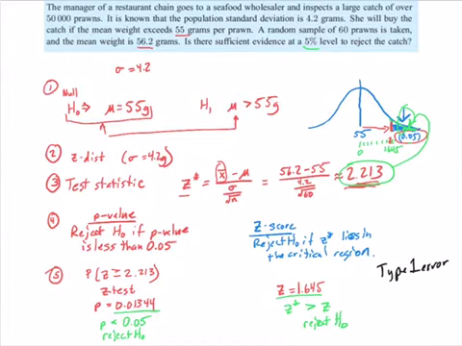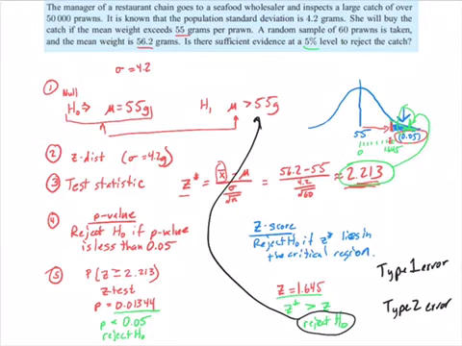Now, hopefully we're not making a type 1 error, but a type 1 error is a situation where we reject the null hypothesis, but the null hypothesis is actually true. Now, there's another one, which is called the type 2 error, which doesn't apply to this situation. A type 2 error is where we accept the null hypothesis, but the null hypothesis is actually wrong. So we've actually finished this question. We decided that we would reject the null hypothesis, which means that we accept the alternative hypothesis, that the average is actually above 55, and therefore we should purchase the catch.